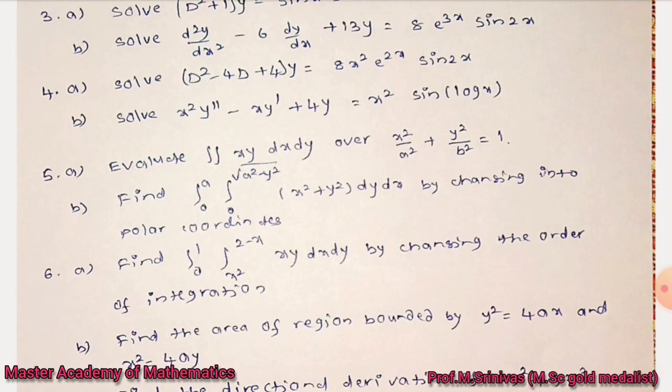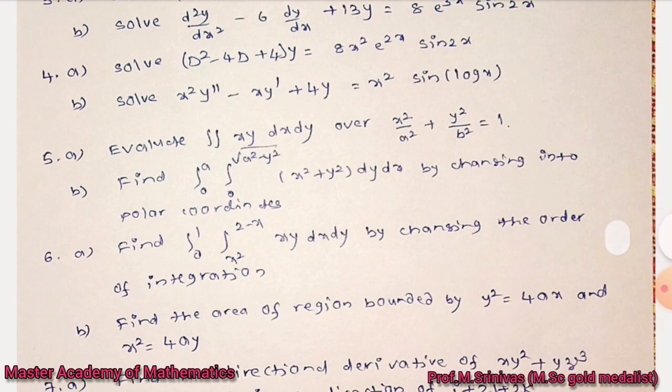Okay, fifth b bit, find double integral 0 to a, 0 to under root of a square minus y square. The integrand is x square plus y square dy dx by changing into polar coordinates. Very simple. In the polar coordinates, x equal to r cos theta, y equal to r sin theta, such that dx dy equal to r dr d theta and x square plus y square equal to r square. Based on that, you can directly find out first the limits.